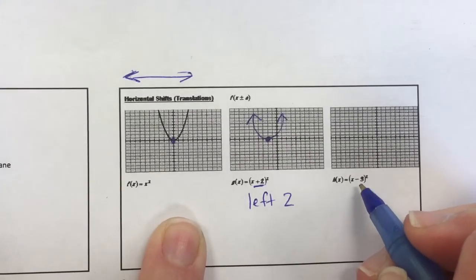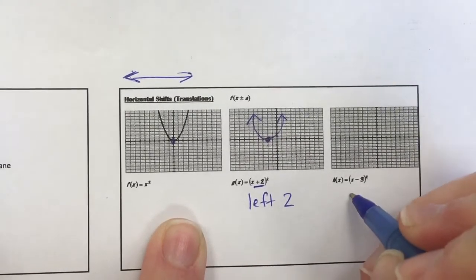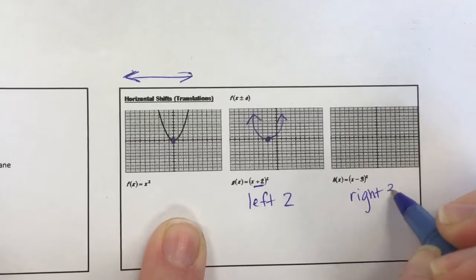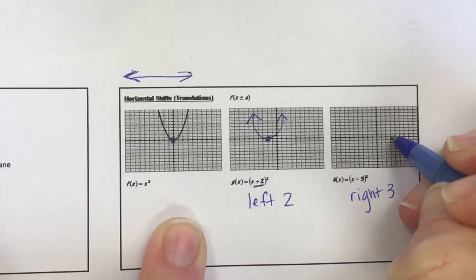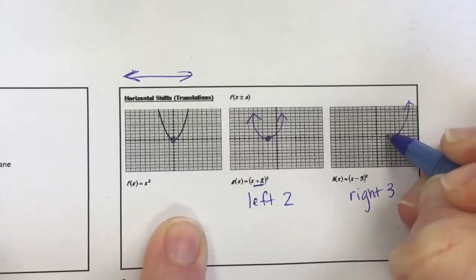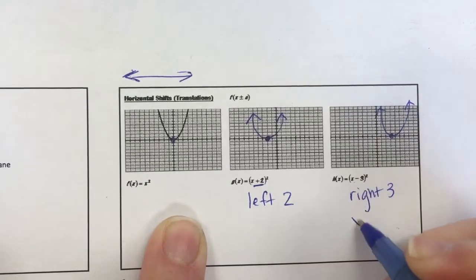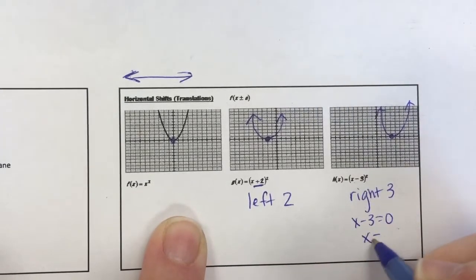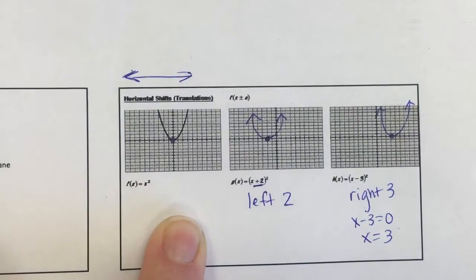Here we have x minus 3. It does the opposite, so that actually goes right 3. If you set this equal to 0, then it would be x equals 3. So that's why you're doing the opposite.